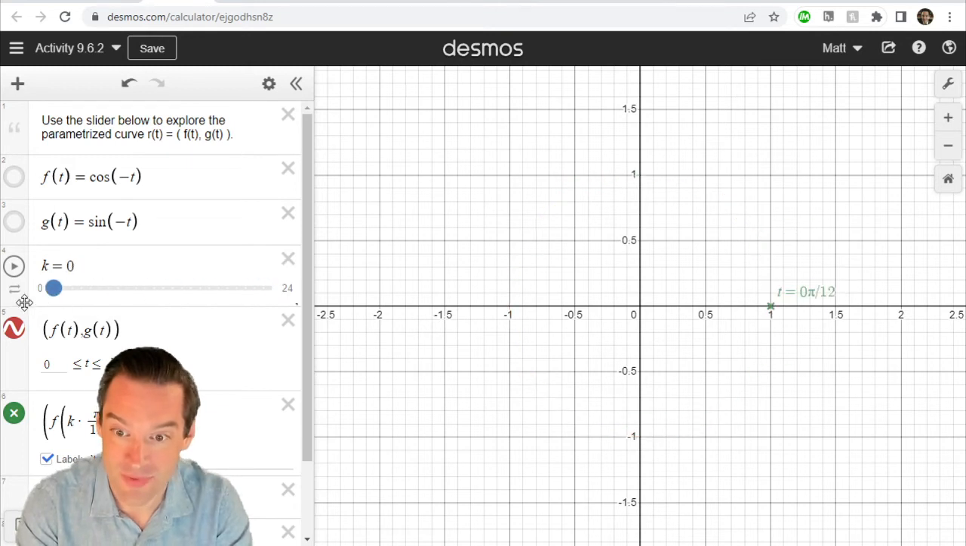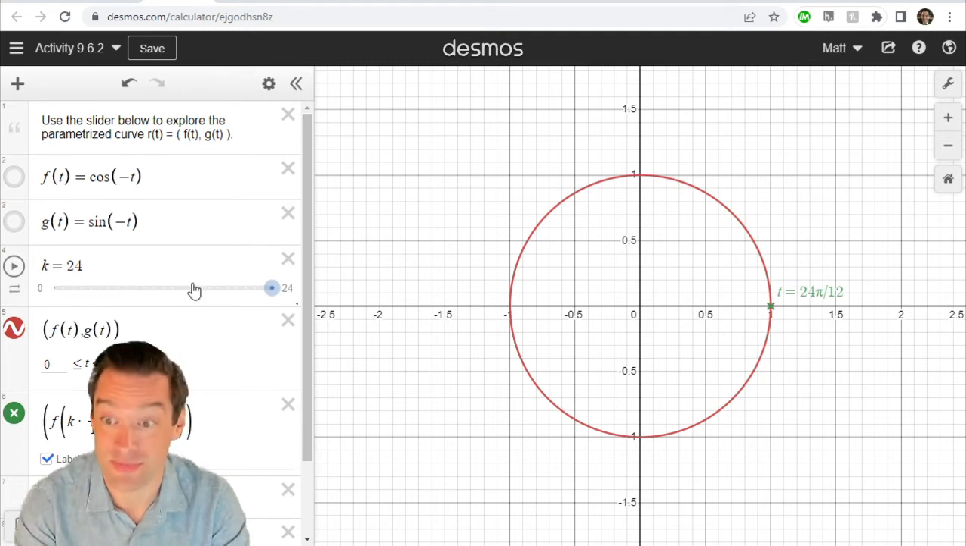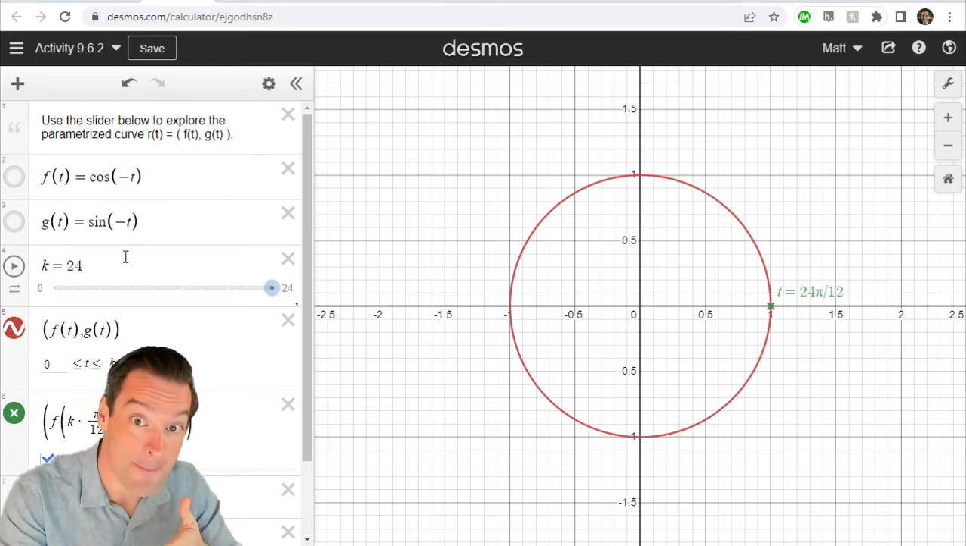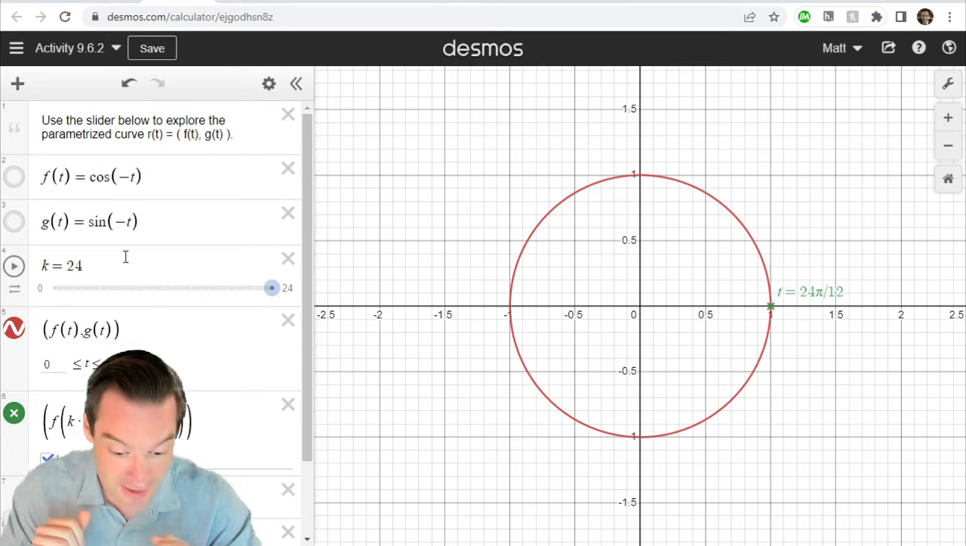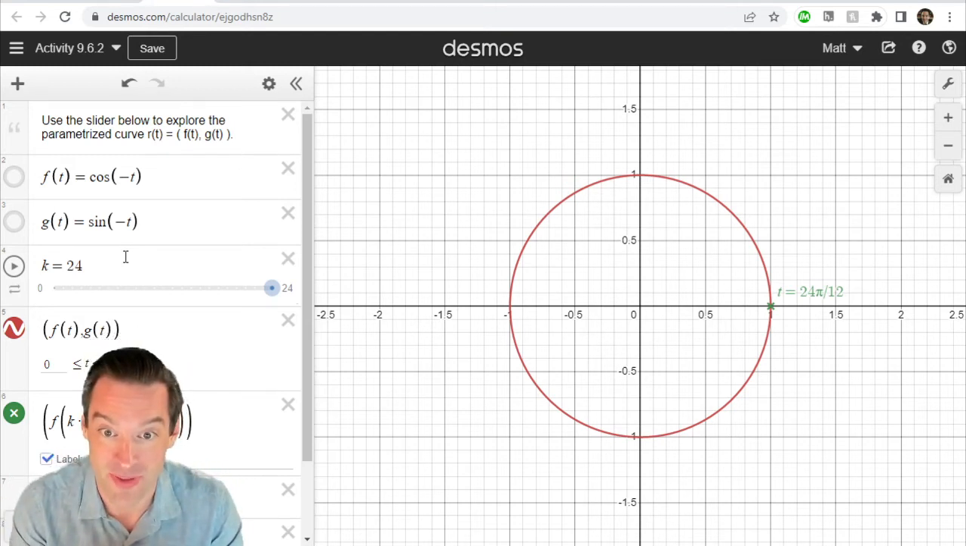But here was another way to change the orientation of the parameterization from counterclockwise to clockwise, right? Swapping out t for minus t. So it's parameterizing the same curve, but it's doing it backwards, right? Instead of running time into the future, we're running time into the past. It would be the sort of physics way to think about replacing t by minus t.